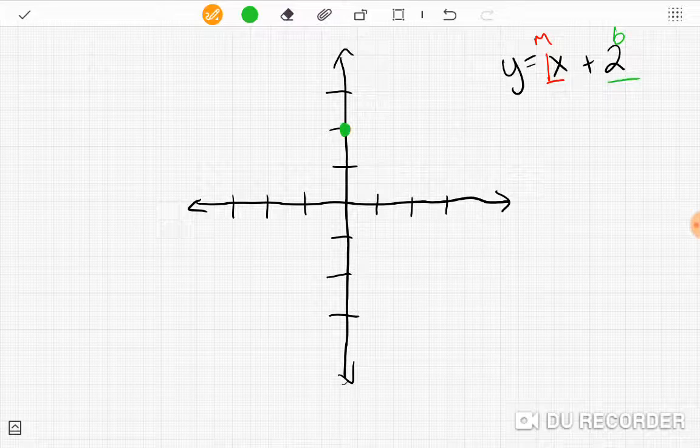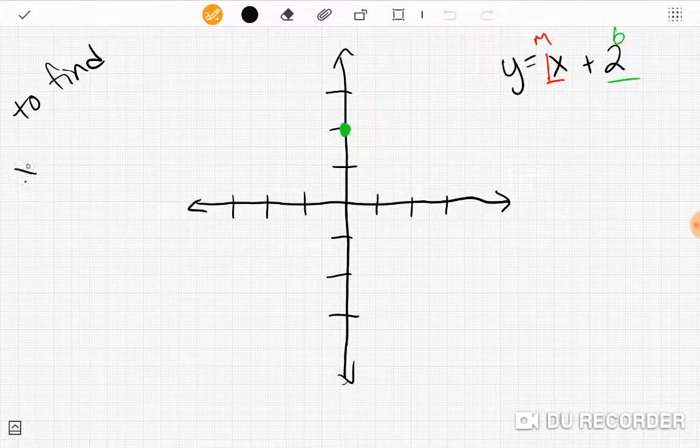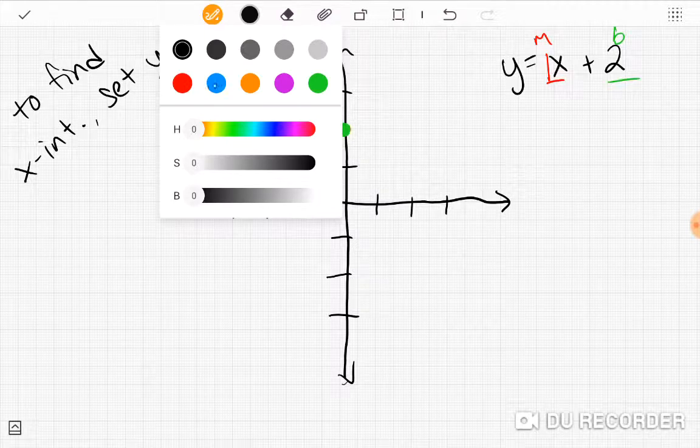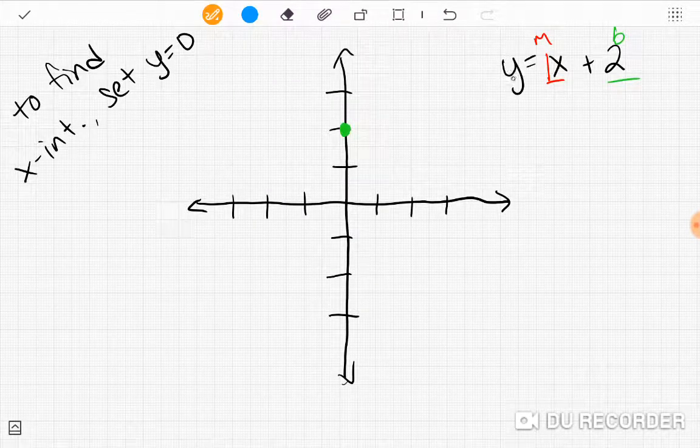Now what's a little bit more difficult is if we needed to find our x-intercept. It's a little bit backwards from what you might think it is, but in order to find the x-intercept, you set your y equal to 0. So to find the x-intercept, set y equal to 0. Okay? So what I mean by that is, in your equation, instead of that y, you write 0.